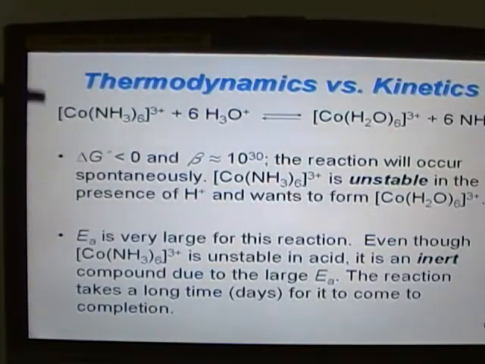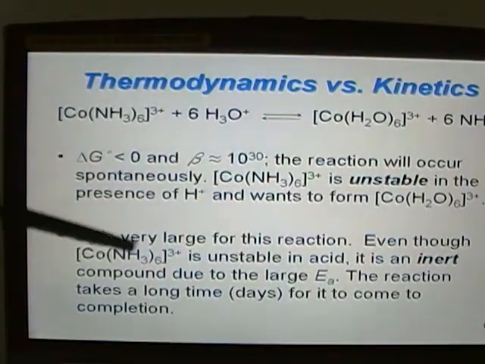Now, thermodynamically, you can look it up, delta G naught, that is the Gibbs free energy. If you're not familiar with that, learn more about Gibbs free energy. The Gibbs free energy is less than 0, that means it's negative, and the equilibrium constant for this reaction is about 10 to the 30th power. That means this reaction will occur spontaneously. Co(NH3)6 3+ is unstable in the presence of H+ and wants to form Co(H2O)6 3+.